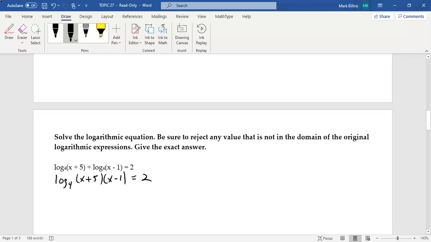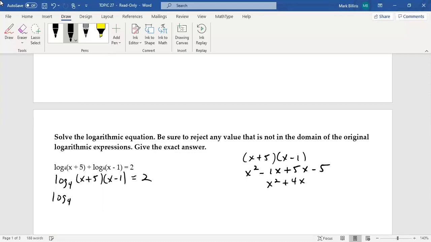Next, we can go ahead and expand or use our distributive property to multiply these together. So we'd have log base 4, and I'm going to do this to the right. X plus 5 times x minus 1 would be x squared minus 1x plus 5x minus 5 using the distributive property or the FOIL method. When I combine like terms, it gives me x squared plus 4x minus 5. So my argument is x squared plus 4x minus 5 would equal 2.